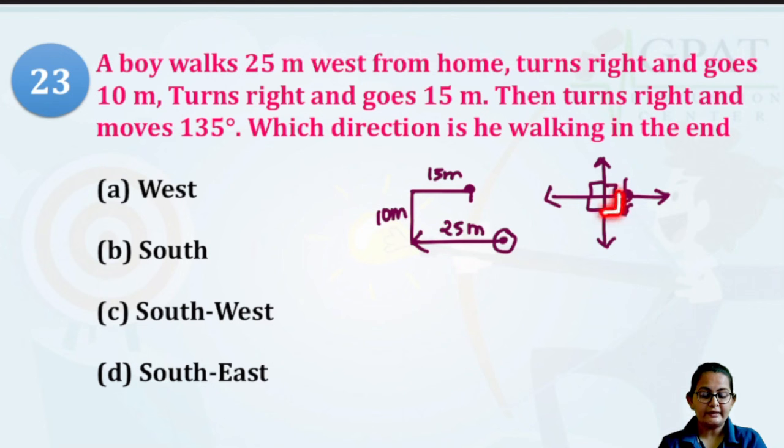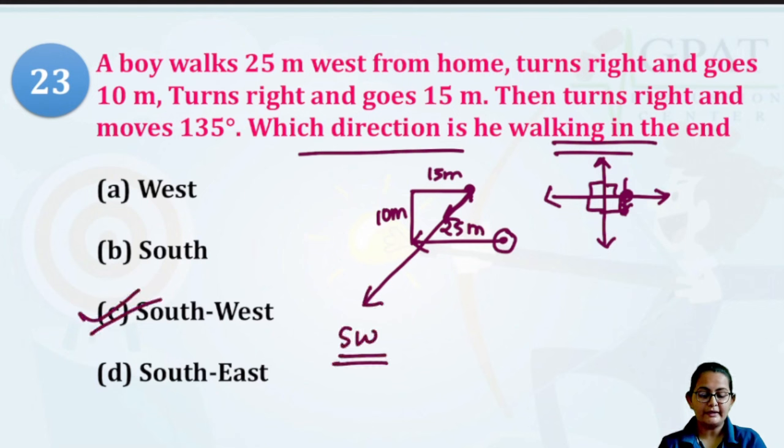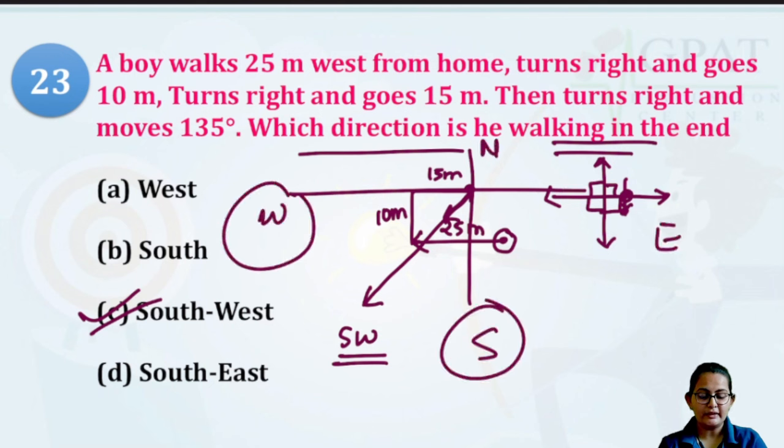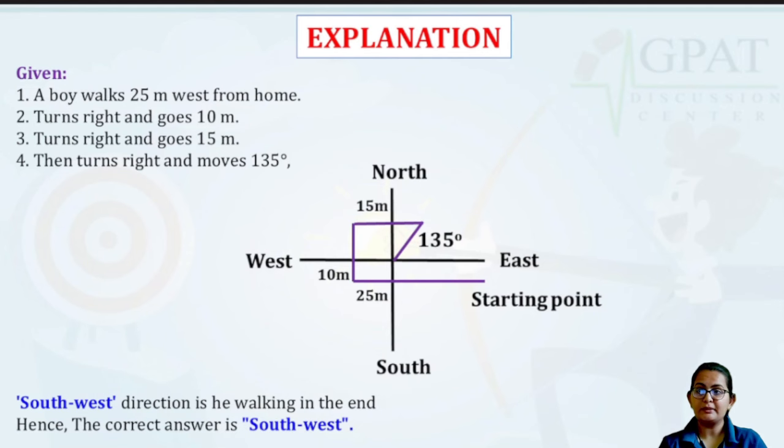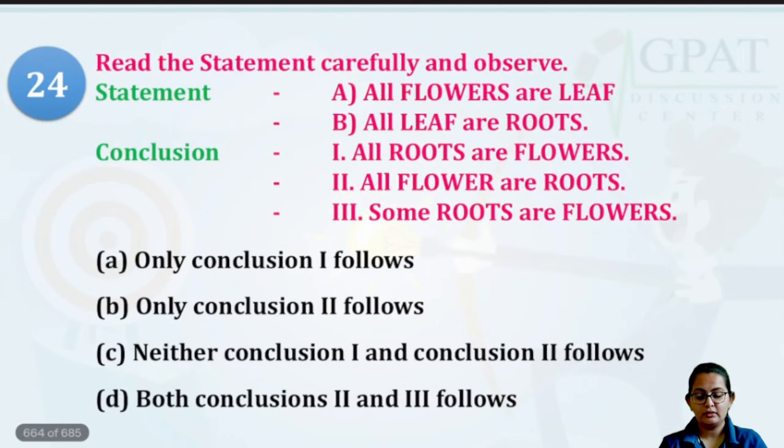So if this is 90 degrees, and this whole thing is 180 degrees, and this is 90 degrees, 135 degrees will be somewhere here in this side. So this would come like this way. Now what they are asking is in which direction he is walking at the end. If I talk about this, this would be the southwest direction. If I take direction sense, it would be north, west, east and south. So it would be southwest direction where he is walking now. Okay, southwest is the correct answer. You can see this particular thing and take it as an explanation.